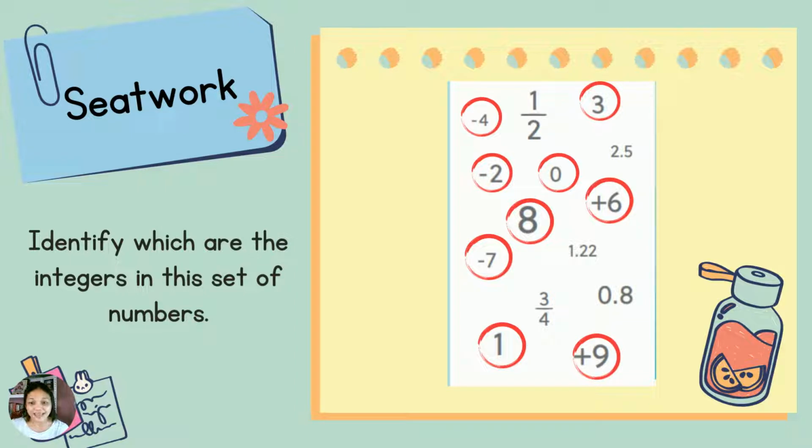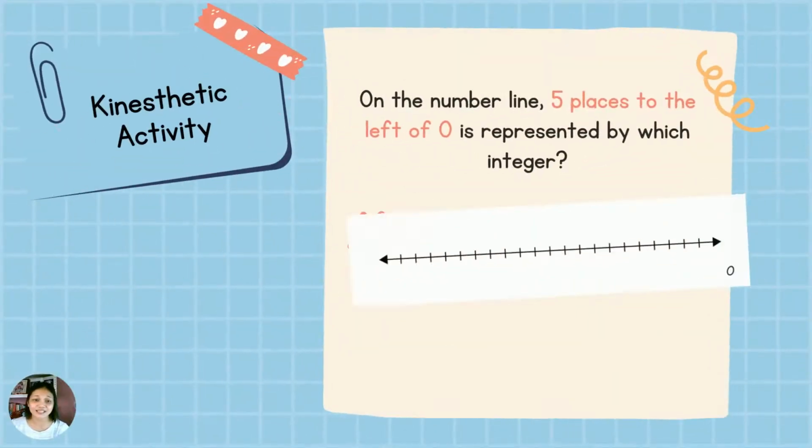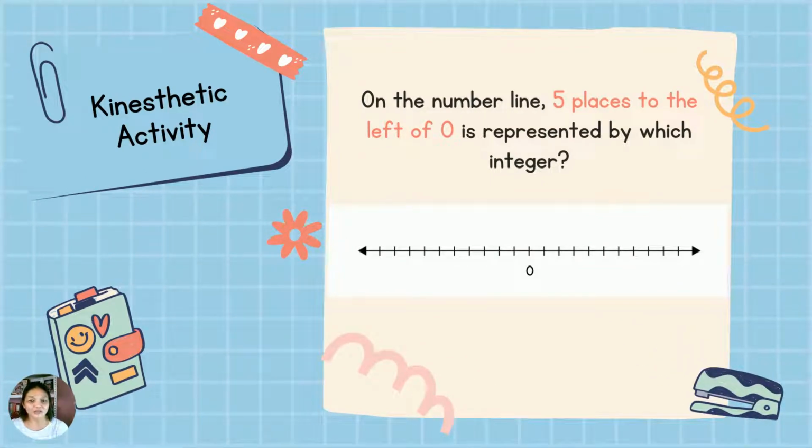So, next, let's have another. So, we have here kinesthetic activity. So, we have here a number line. So, on this number line, 5 places to the left, papunta sa left of 0, is represented by which integer? So I have here number 0, syempre nasa gitna siya.